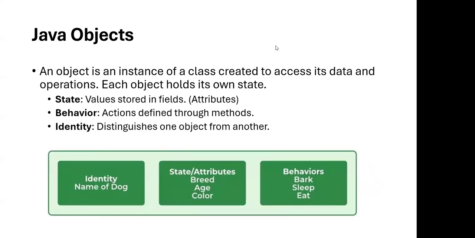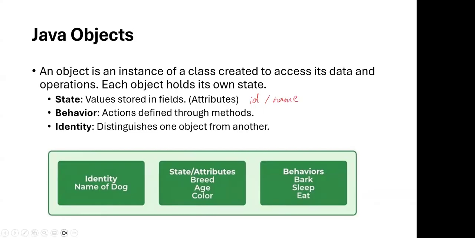So for Java objects, we say that an object is created from the template. So it is an instance of a class, right? We can access the data and the operations. And each object holds its own state. The state is the value stored in the fields, that is the attributes. In the previous Student example, it's supposed to be the ID and the name.